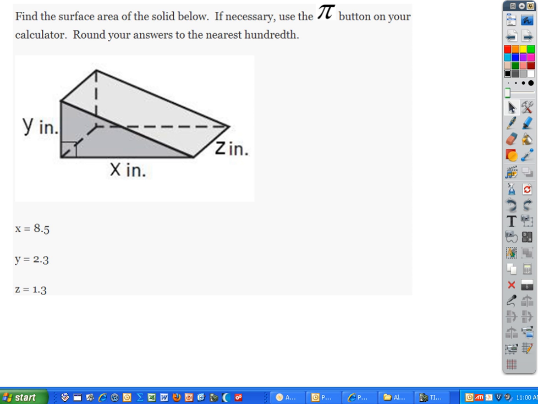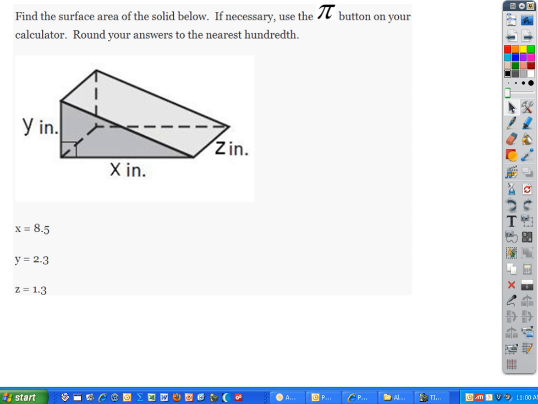So if we're trying to find the surface area, first of all we've got to know what kind of thing this is. In order to find the formula, I've got to know what it is. It's a right triangular prism. That's exactly what it is.